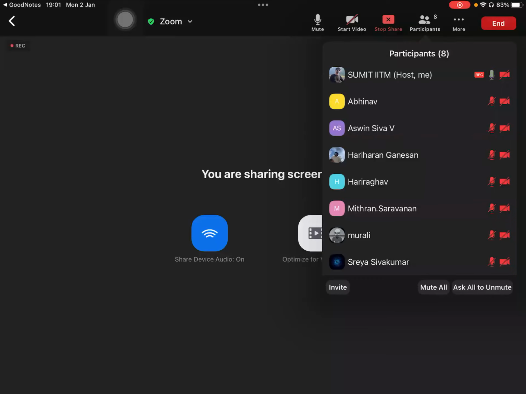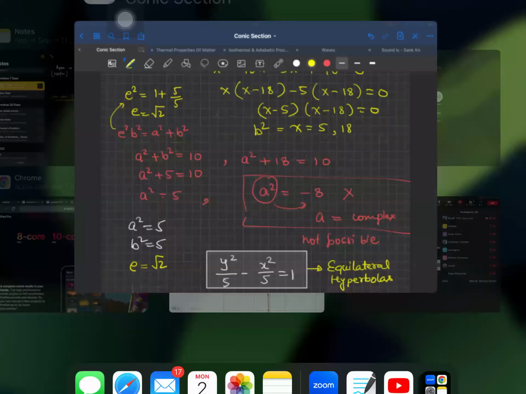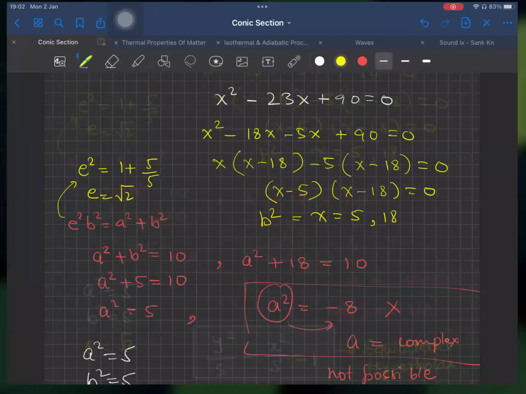Most probably tomorrow we'll have a very short class. So yeah, let's see that. Okay, so I'll keep the doubts for the doubt session tomorrow for this conic section. And next chapter, which one you want me to start? Because conic section is over. Which chapter you want me to do next?